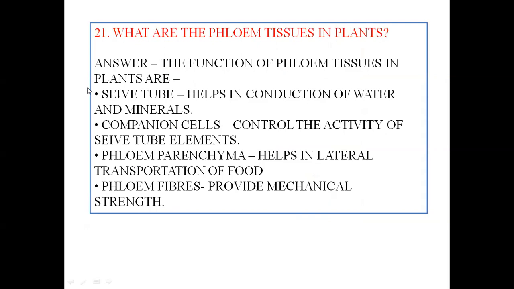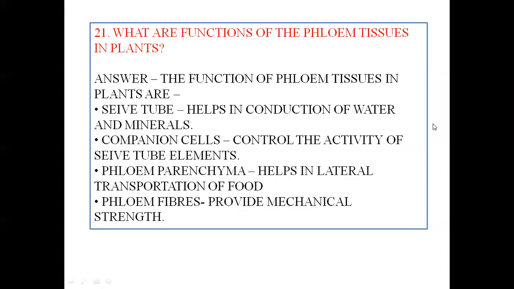The next is, what are the phloem tissues in plants and state their function. Now the different phloem tissues are, first is sieve tube, which is the main conducting tissue in phloem. Like in case of xylem, the conducting tissue is tracheids and vessels. But in phloem, the conducting tissue is a living cell, and it is the sieve tube.